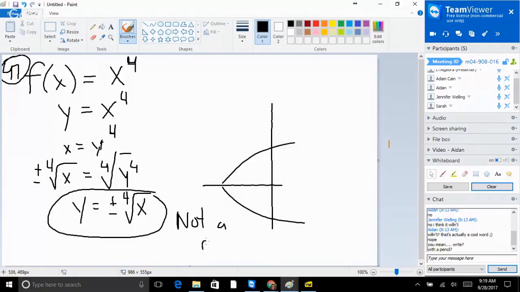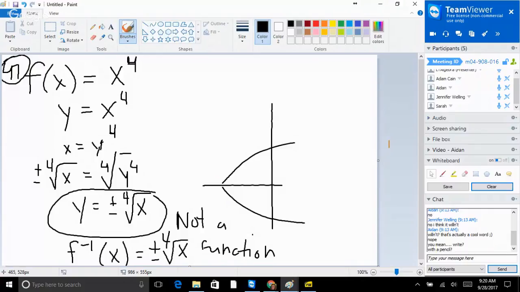a function. Oh, wait, I forgot a step. Guys, let me forget a step. Because this isn't a function, this is an equation. So it technically should be the inverse function of x, right? Equals plus or minus the fourth root of x.